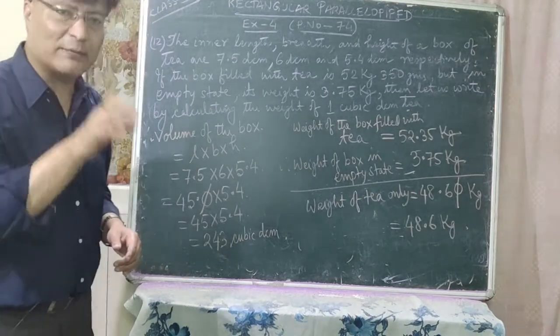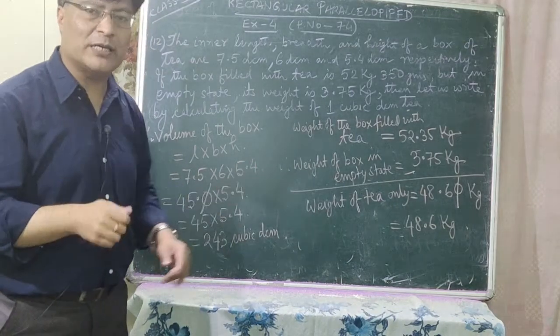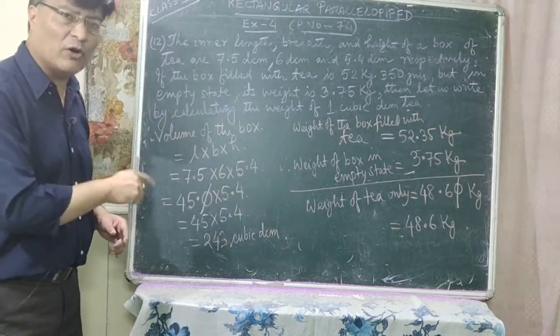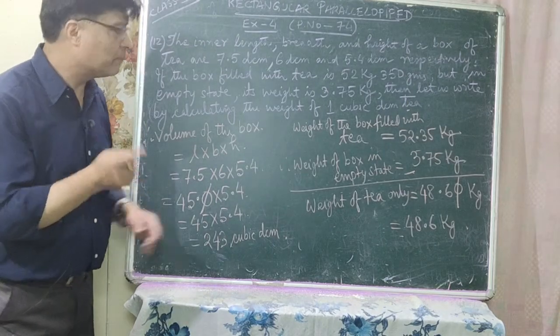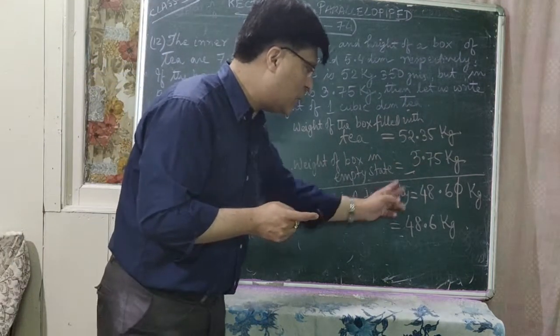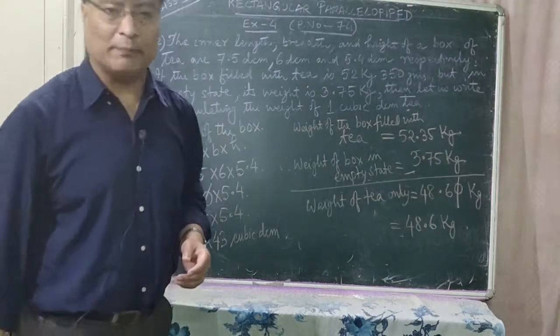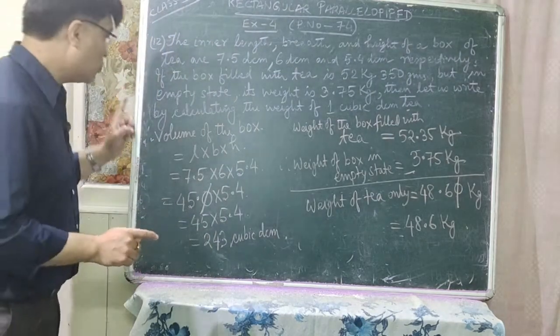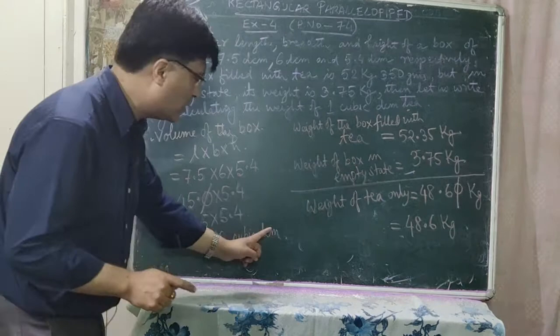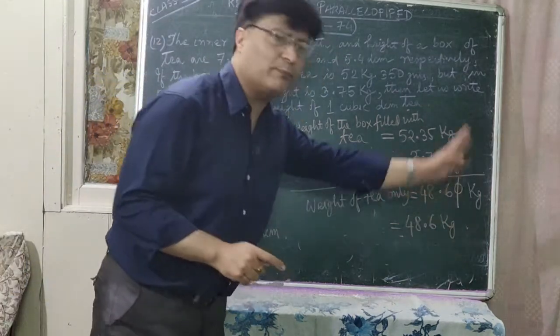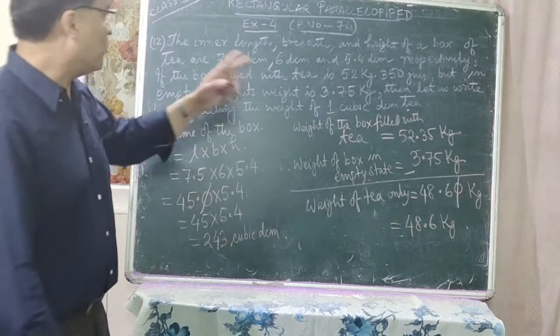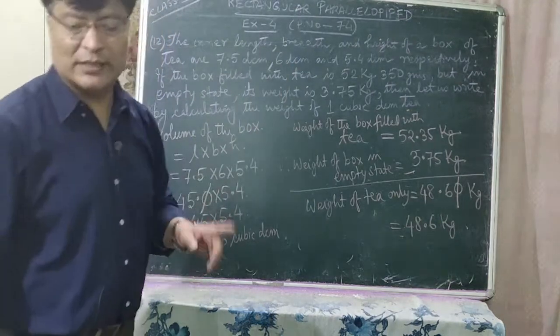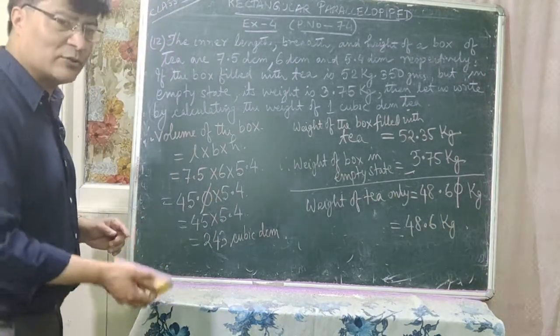And what is the volume of that box? It is 243 cubic decimeter. That is the volume of tea. Is that clear? And what is the weight of tea only? It is 48.6 kilogram. So what do you mean by it? That is, weight of 243 cubic decimeter of tea is equal to 48.6 kilogram. Now we have to find out the weight of 1 cubic decimeter tea. Is that clear to all of you?